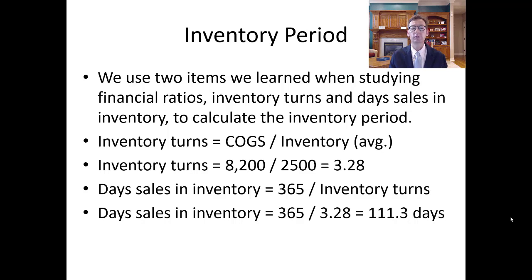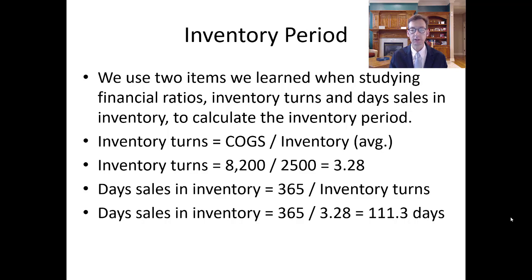So let's calculate that inventory period. We can use two items to determine what is the inventory period. First of all, when you studied financial ratios, you learned that inventory turns are cost of goods sold, or COGS, divided by inventory. Now in this case, we're going to use the average inventory. If you're only given one inventory number, just use that one. But in this case, since we're given beginning and end, we add them together and divide by 2.